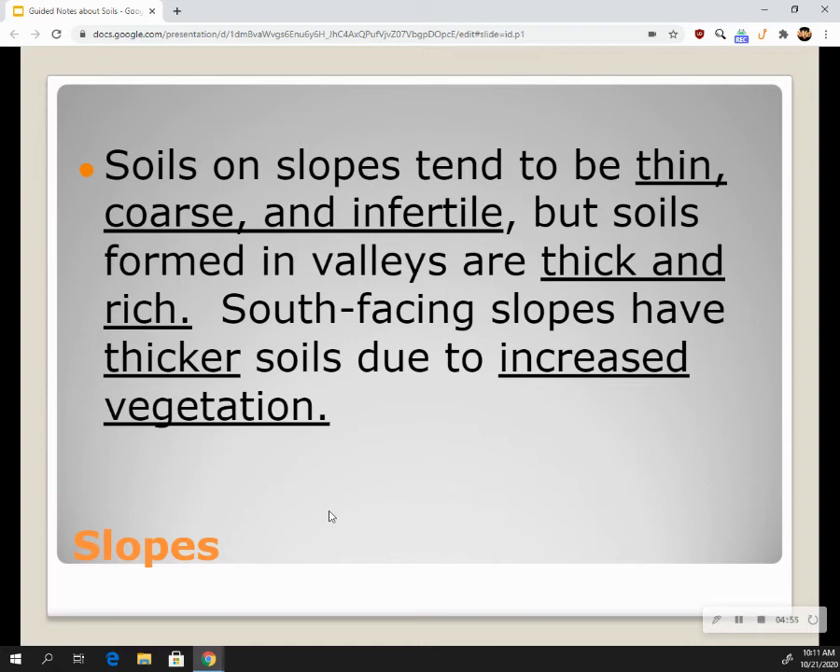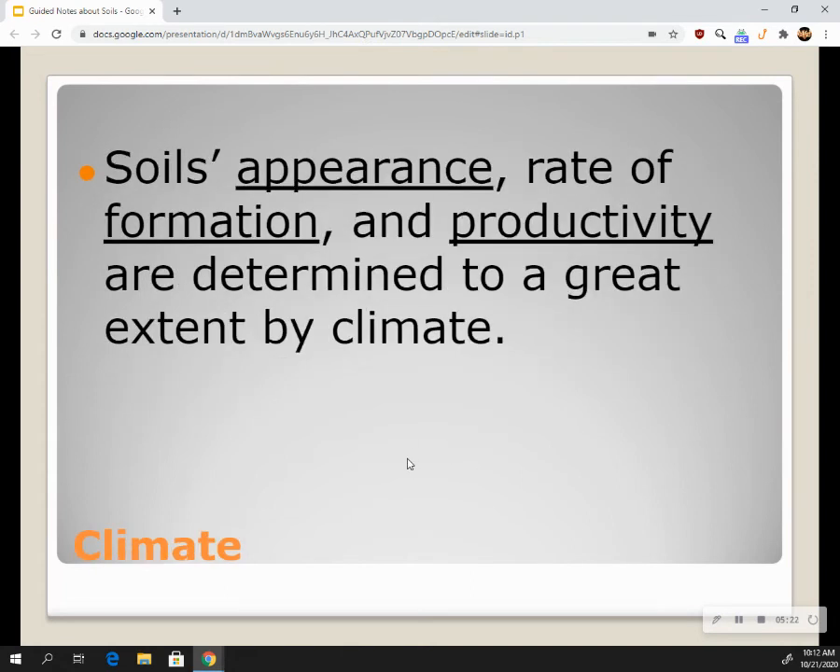South-facing slopes have thicker soils due to increased vegetation. So think about it, in the northern hemisphere anyways, south-facing slopes get more sunlight than north-facing slopes. So if you have increased vegetation, it's going to create more soil because you have more biological components being put into it.